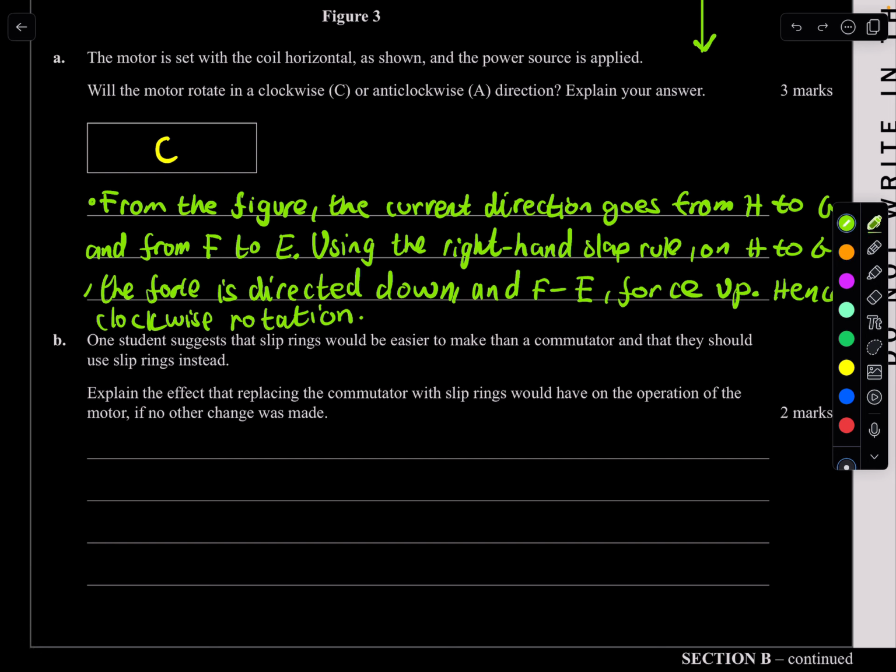So explain what affects. The first thing you would just say is the motor, because it's saying replacing the motor with slip rings will have an effect on operation. Okay, the motor will not operate properly. That's the first mark. The motor will not operate correctly. That is your first mark. Of course, it won't operate, and we'll explain why.